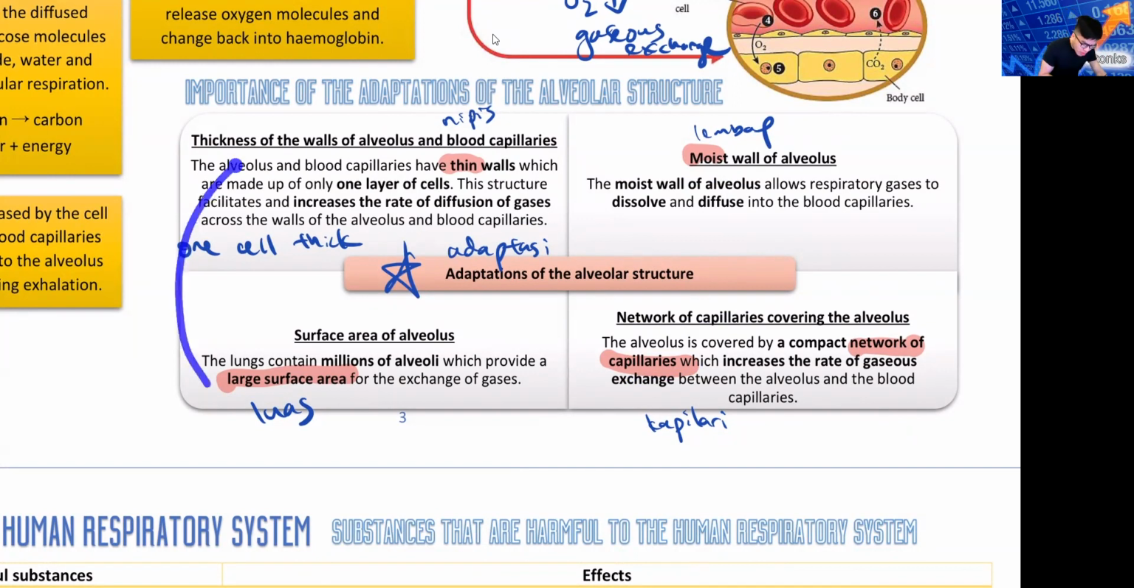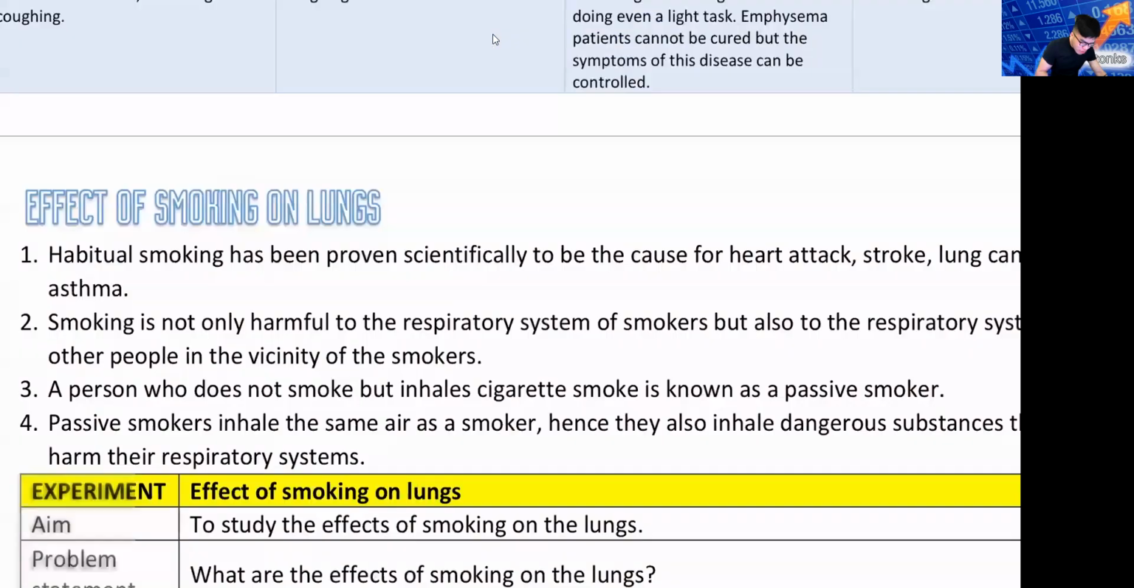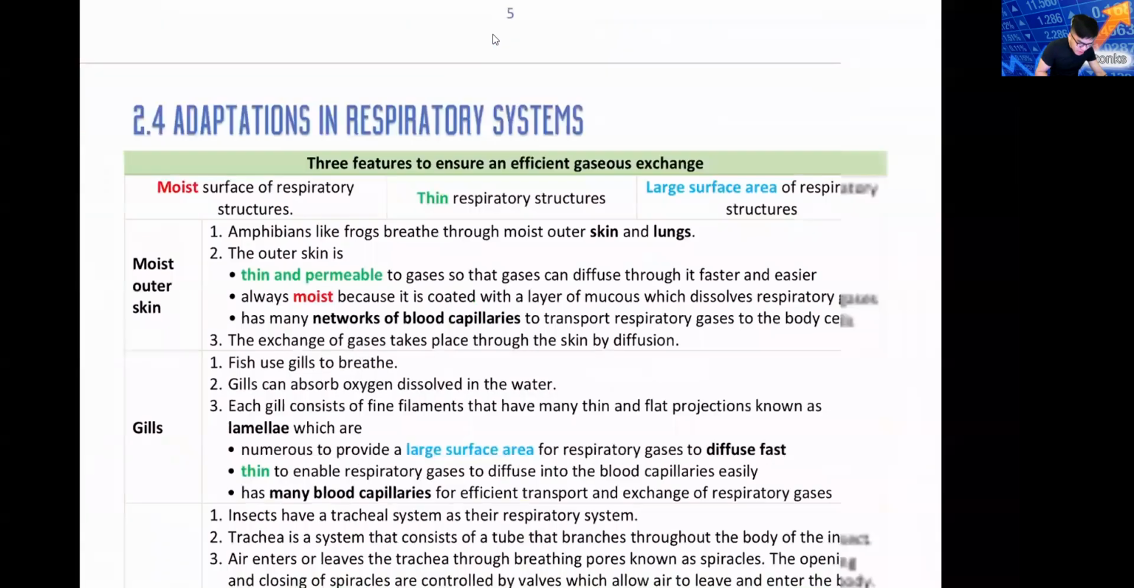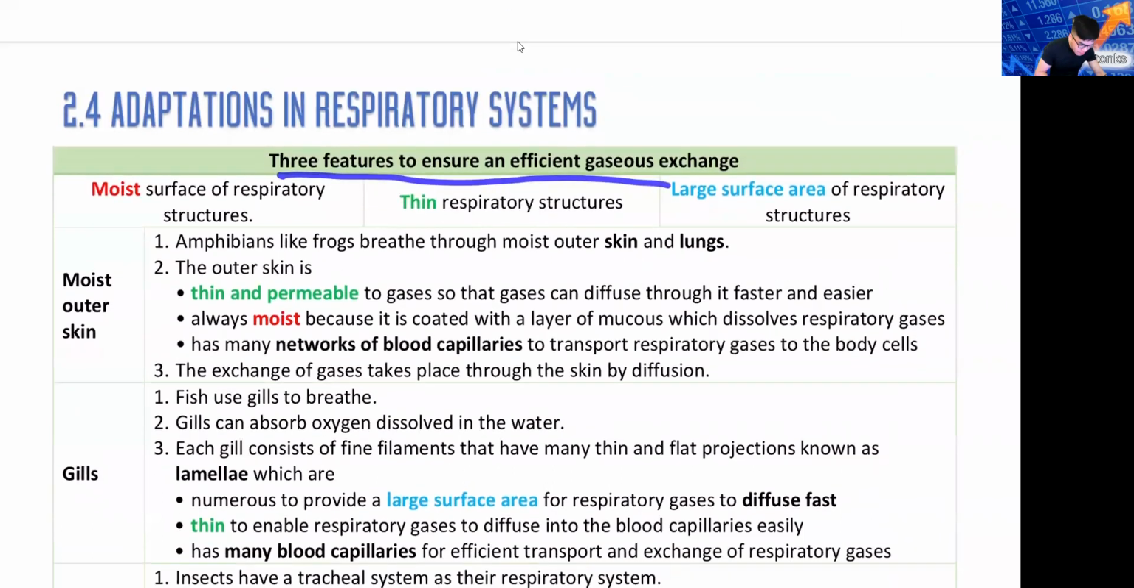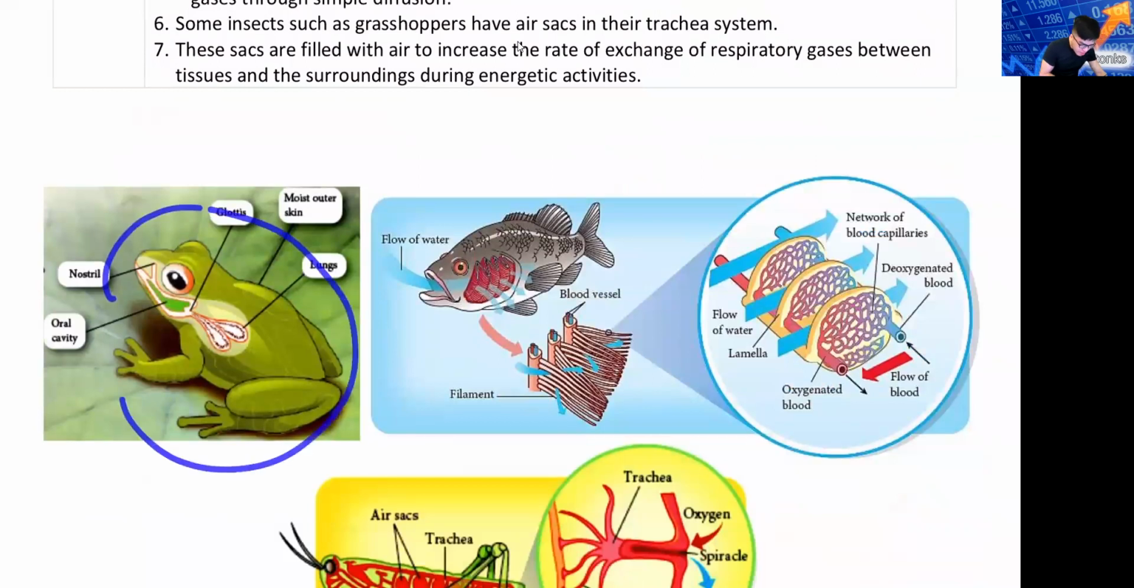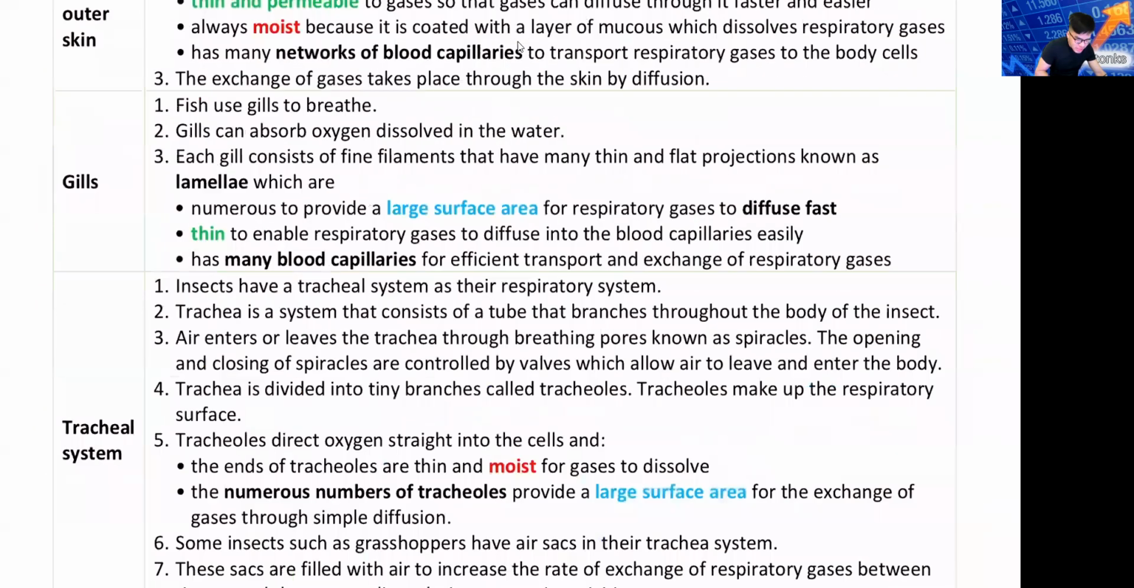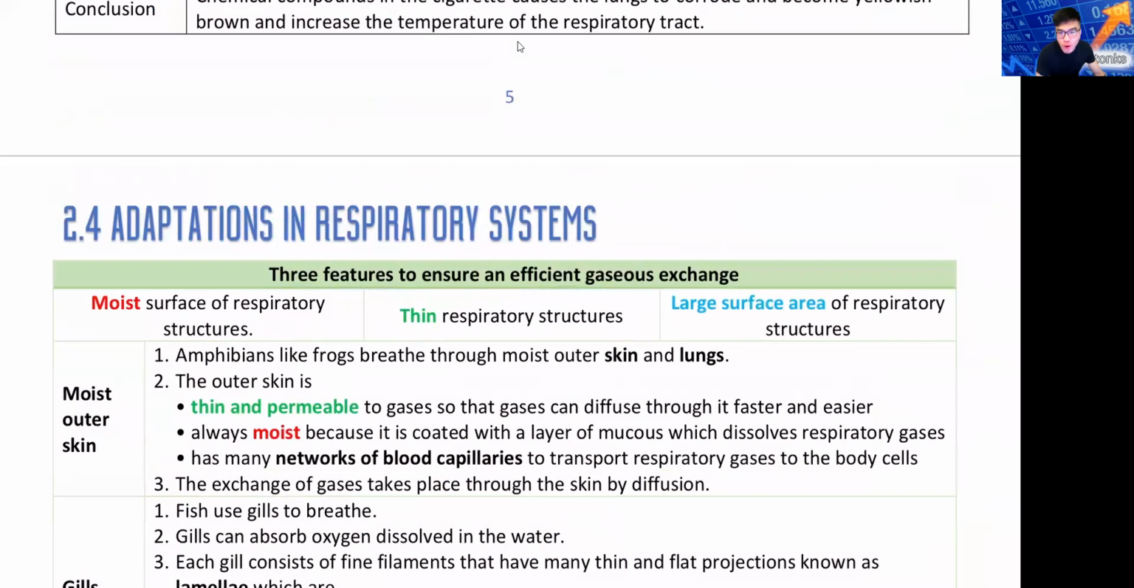So why do we need to memorize these 4? Because when we come to what we learned today, we are basically learning the same thing. Okay, so let's look at adaptation in respiratory system. 3 features to ensure efficient gaseous exchange. What makes 3 of them, which is your frog, your fish, and your insect, exchange gas very well like us? They have the same characteristic. Number 1, they are moist, you see? Okay, lembab. Number 2, they have thin structure like us, 1 cell thick, and they have large surface area.